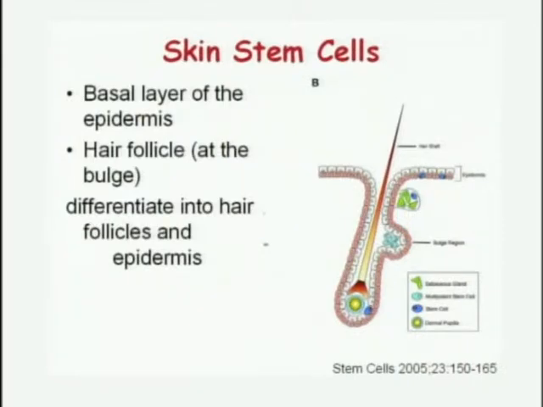A similar kind of cell has been found in the skin, and actually two cell types have been found in the skin. One at the bulge of the hair follicle, and another one right at the basal layer of the epidermis, here depicted in blue. Whether they are related to the same origin is not quite clear yet, but they can give rise to hair and skin.